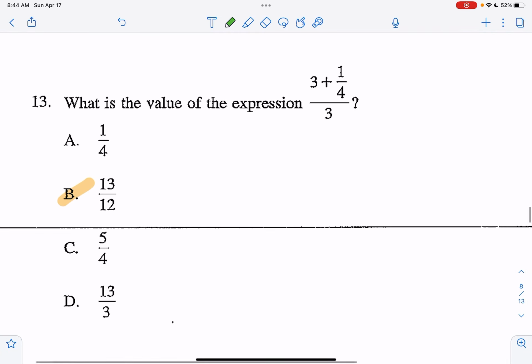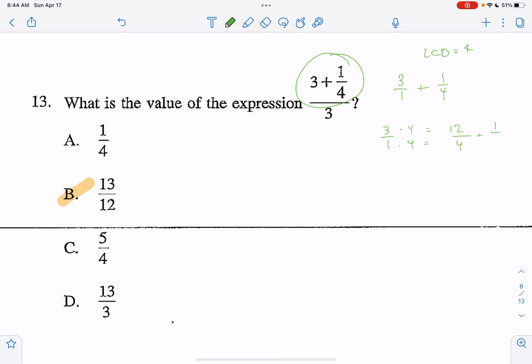Next, for number 13, what's the value of the expression 3 plus 1/4 divided by 3? So we just add the numerator, 3 plus 1/4. That's really 3 over 1 plus 1/4, and the LCD here is 4. So this 3 over 1, you want to multiply by 4 over 4. It's going to be 12 over 4. If you add 1 over 4, that will be 13 over 4.